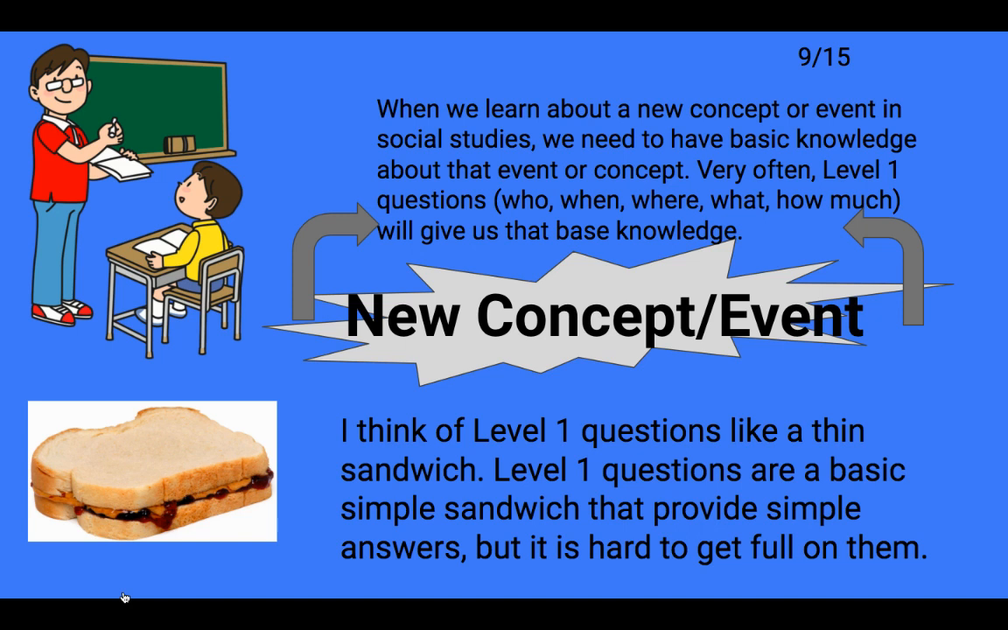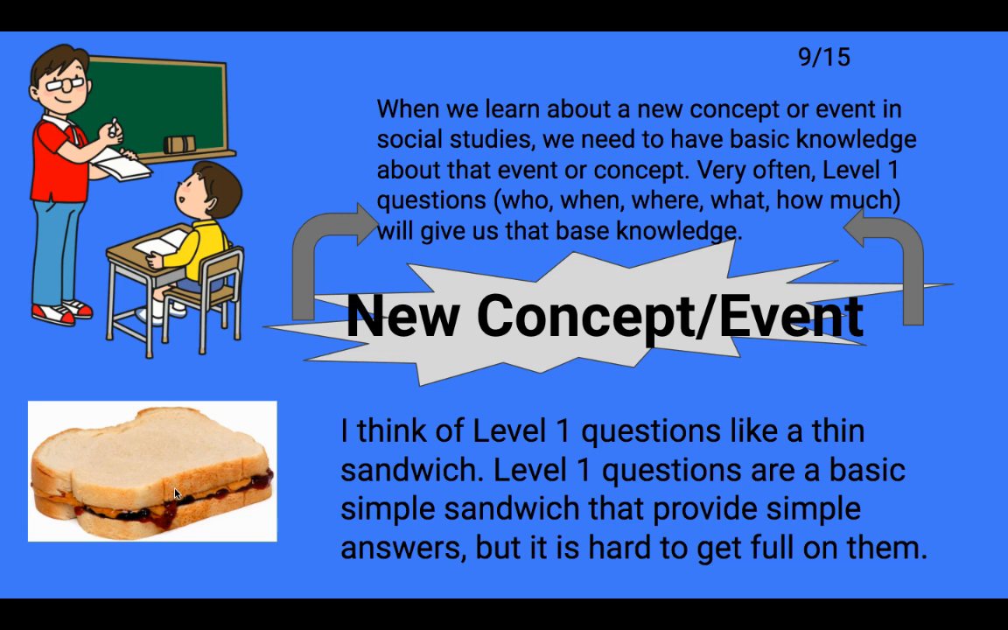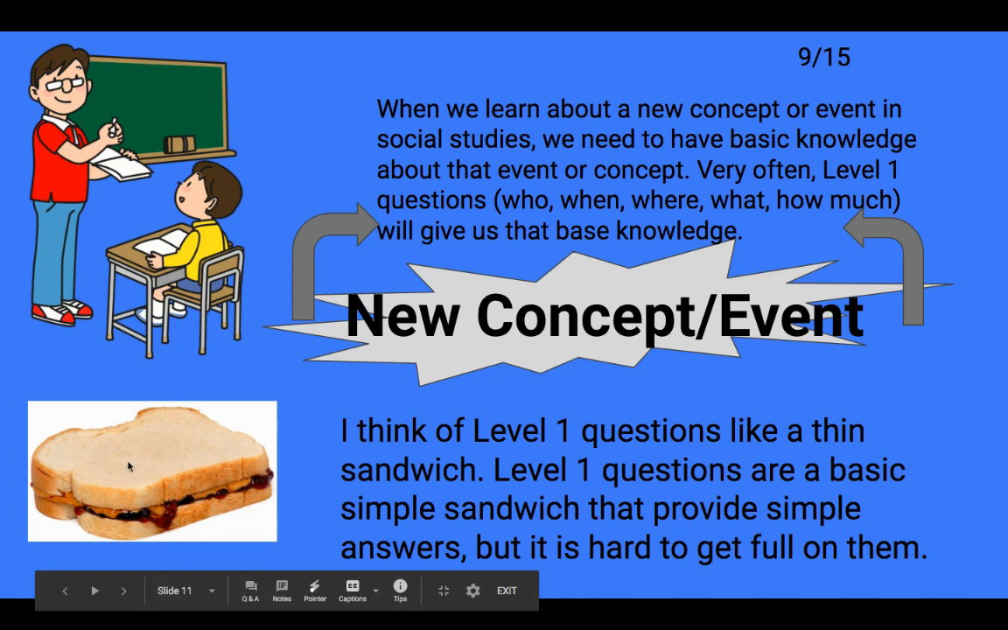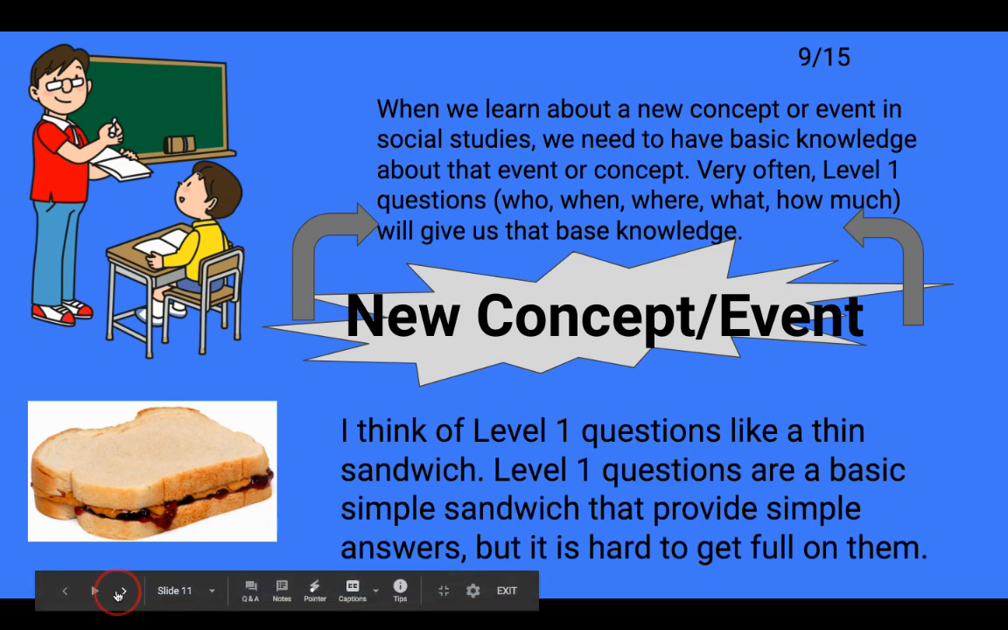But we don't want to live our whole lives in that basic information. We want to continue to think more deeply about that as we get that basic information. So I think of level one information like a thin sandwich, like right here. It gives you the basics, but there's really not a whole lot to it. There's not a lot of extras involved. There's not a lot of thinking. You have the peanut butter and jelly, and that's about it. Now, there's nothing wrong with these questions, but we want to think a little more deeply about some things.